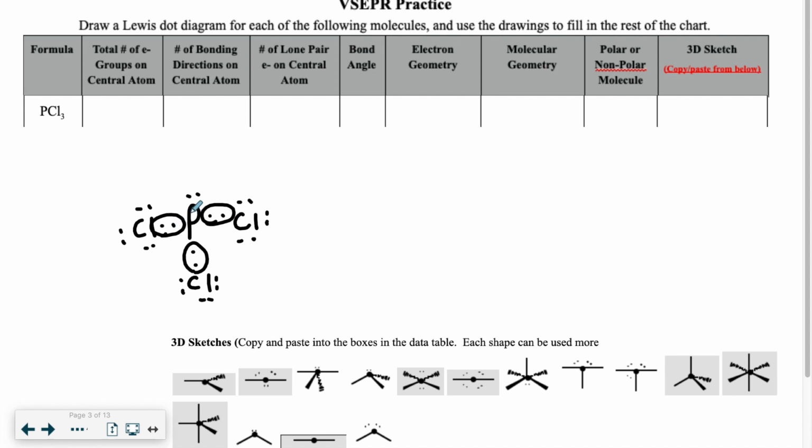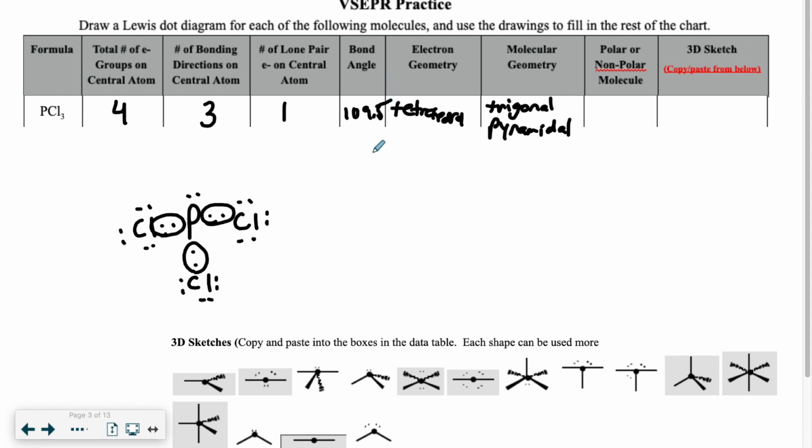There are 3 bonding directions. There's 1 lone pair, so that's a total of 4 electron groups. So I look at my sheet, I go to the family of 4. That means it's going to be a tetrahedral for the electron geometry. And then for the molecular geometry, because it's 3 and 1, that's going to be trigonal pyramidal. The bond angle for this one is going to be 109.5 degrees.